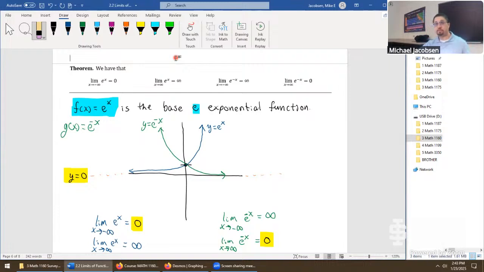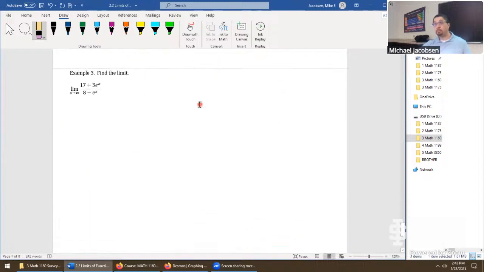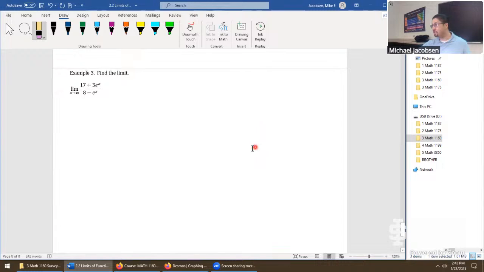Well, any questions at all, folks, before we go to the next page? Okay, well, here's that next page. We have a couple limits to resolve, taking the limit of this kind of a mess right here. But then down below, we'll do an application. Looks like this one has something to do with the Pacific halibut fishing industry. But first, this will be a nice fun one before we take on the application.